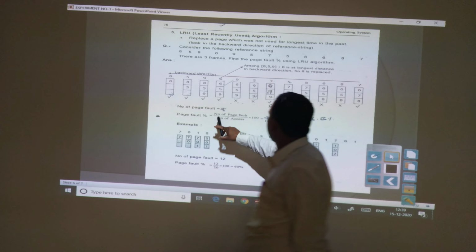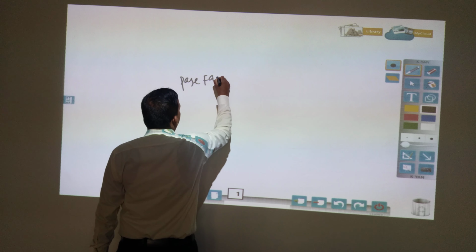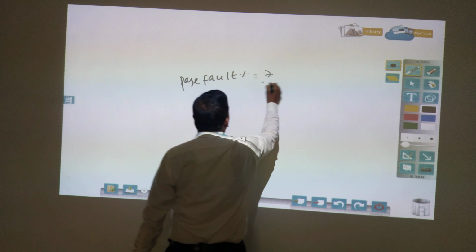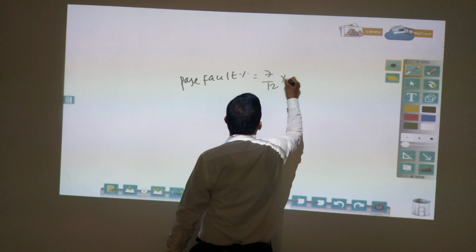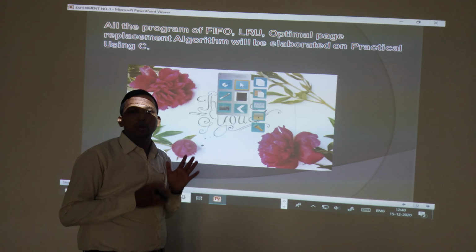So the number of page faults equals 7. So page fault percentage equals 7 divided by 12 into 100. That equals 58.33, about 58%. So this is all about the page replacement algorithms.